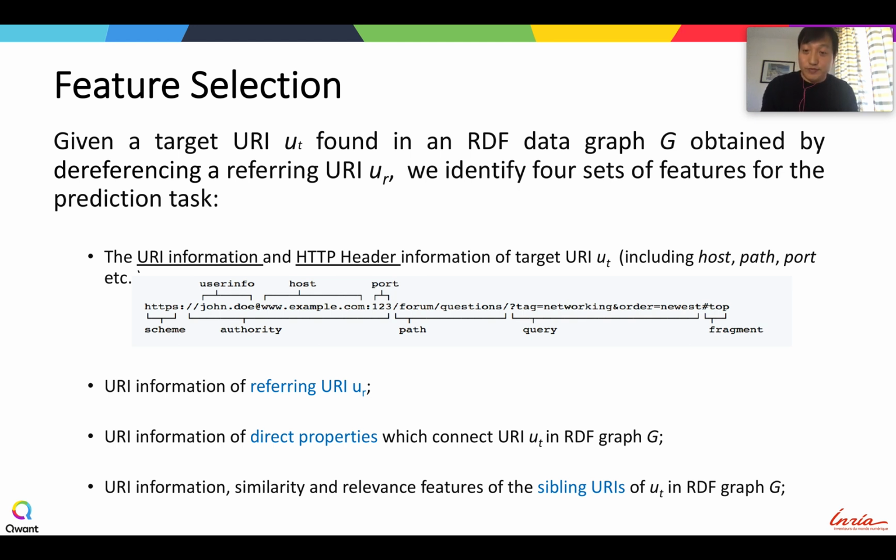The second set of features come from the URI information of the referring URI UR. The third set of features come from the URI information of direct properties which connect UR to UT in the RDF graph G. And the last group of features come from the URI information, similarity information, and relevance features of the sibling URIs of UT in graph G.